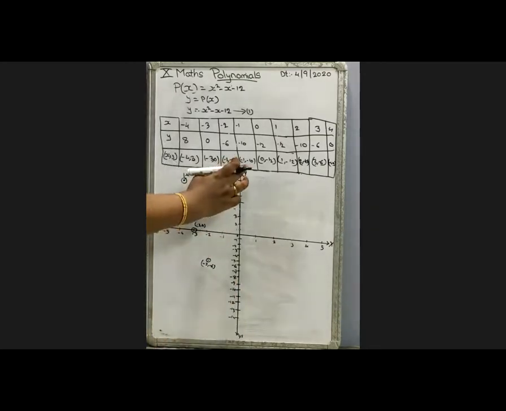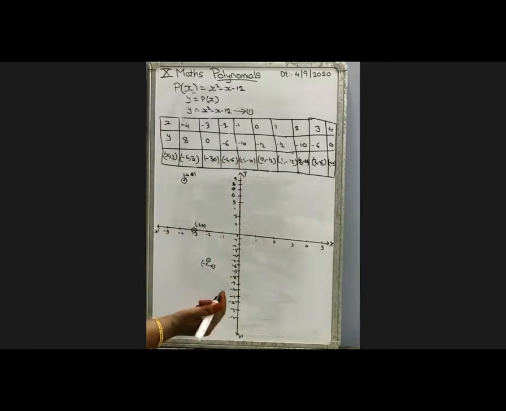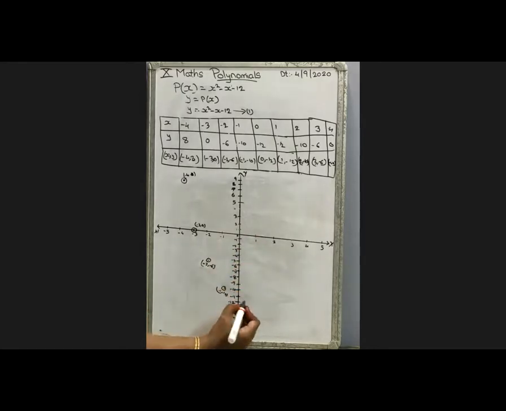And after that, here minus 1, minus 10. This is minus 1 and this is minus 10. So exactly here it will come. Write down minus 1, minus 10. And after that, see, 0, minus 1. This is 0, x is 0. Minus 1 is down, it will come exactly on that line.